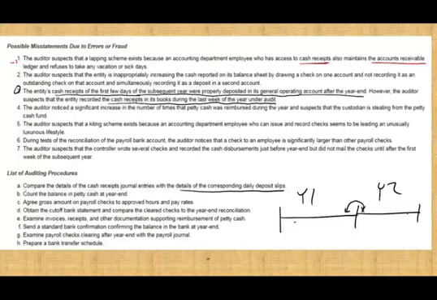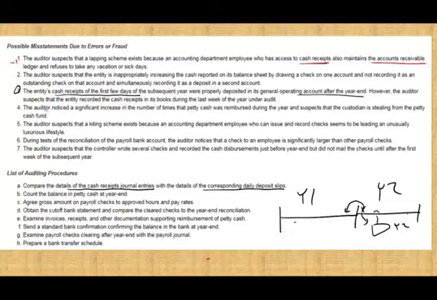Simply put, we're looking at cash receipts. Compare the detail of cash receipt journal entries with the detail of the corresponding daily deposit. Well, for year 2, we should have a corresponding daily deposit with dates on them that say year 2, and they're supposed to be in year 2, not in year 1. So it's easy to uncover this, just like you would uncover a lapping scheme.